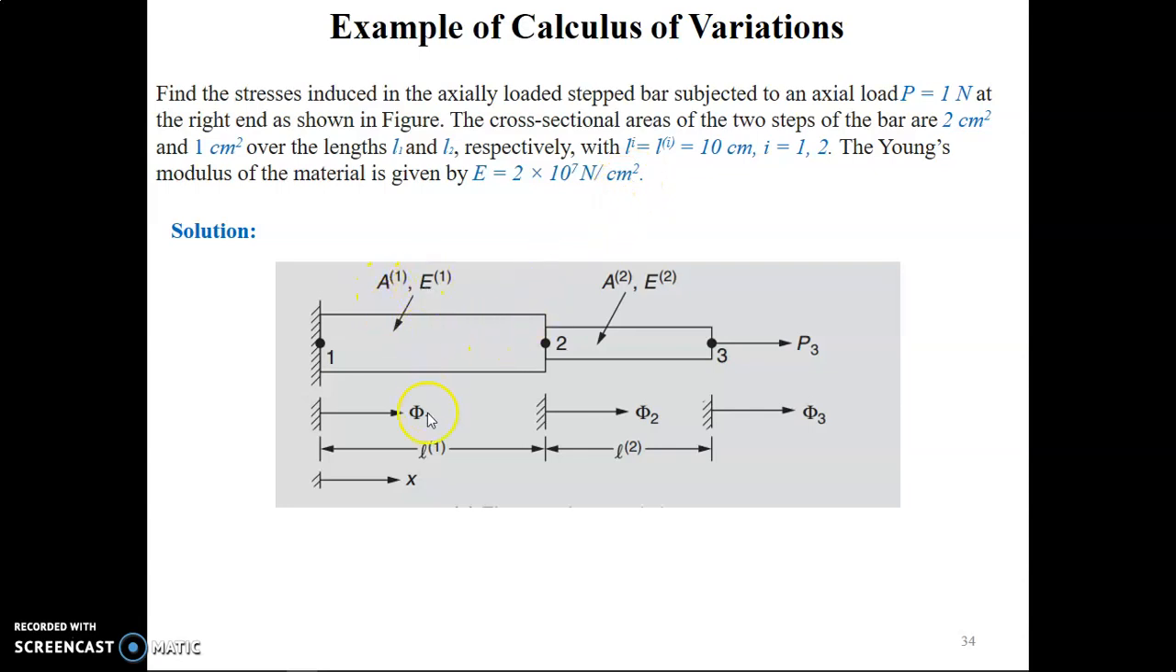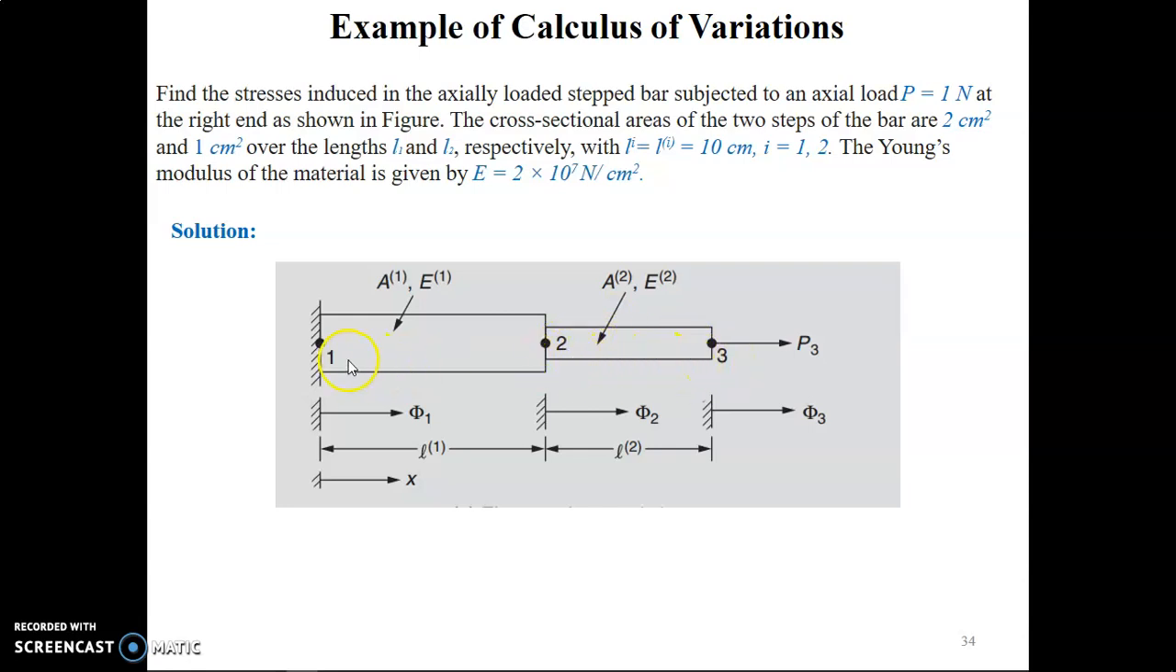A, E and L denote the area of the cross section, Young's modulus and the length. And the superscript here represents the element numbering. So this will be our first element, connecting node 1 and node 2. And this will be the second element, connecting node 2 and node 3.